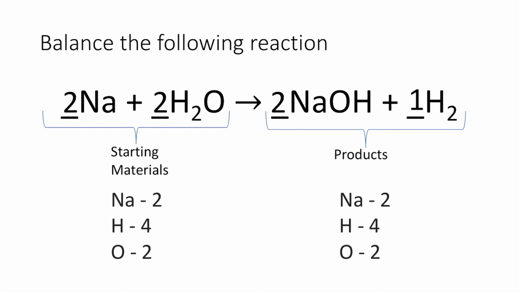After that, I'm going to check if my reaction is correctly balanced or not by recounting the number of all of my elements. I have 2 sodium on the left side and 2 on the right side, 4 hydrogen on the left side and 4 on the right side. And I also have 2 oxygen on the left side and 2 on the right side. Therefore, my reaction now is correctly balanced.